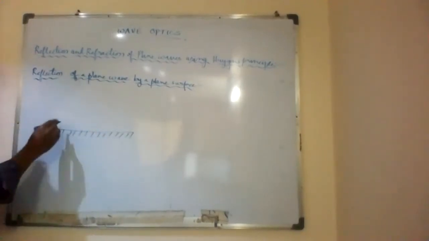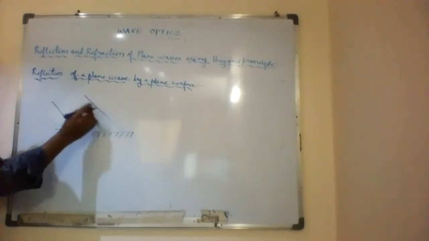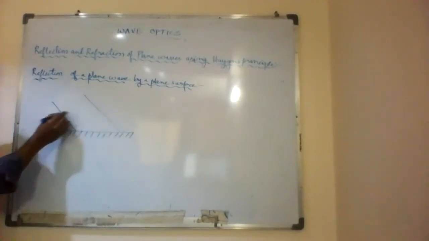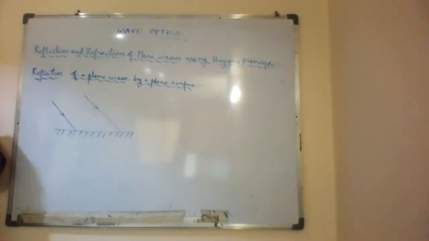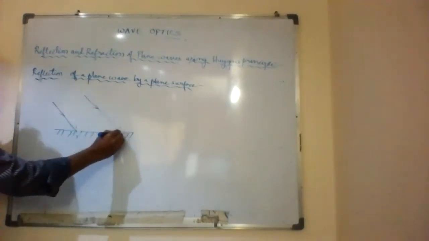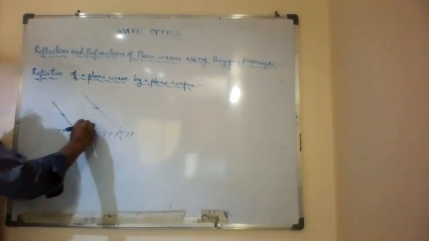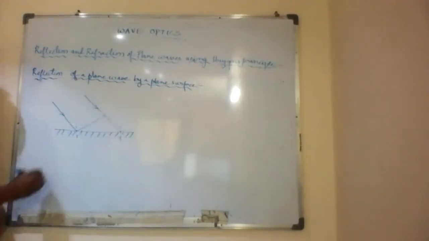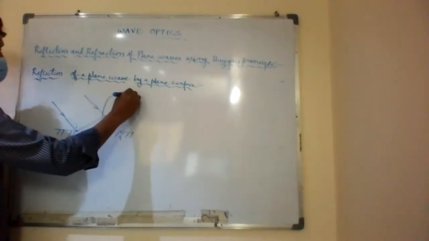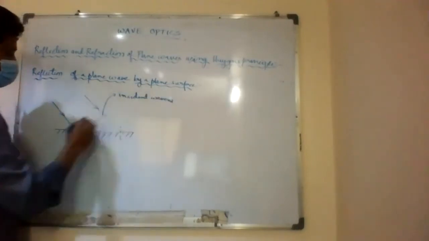Now here, there are two wavefronts, like two rays. There are two parallel rays. Now, this is the normal. Both are incident. And what is this? This is the wavefront, right? These are the rays, and this is the incident wavefront.